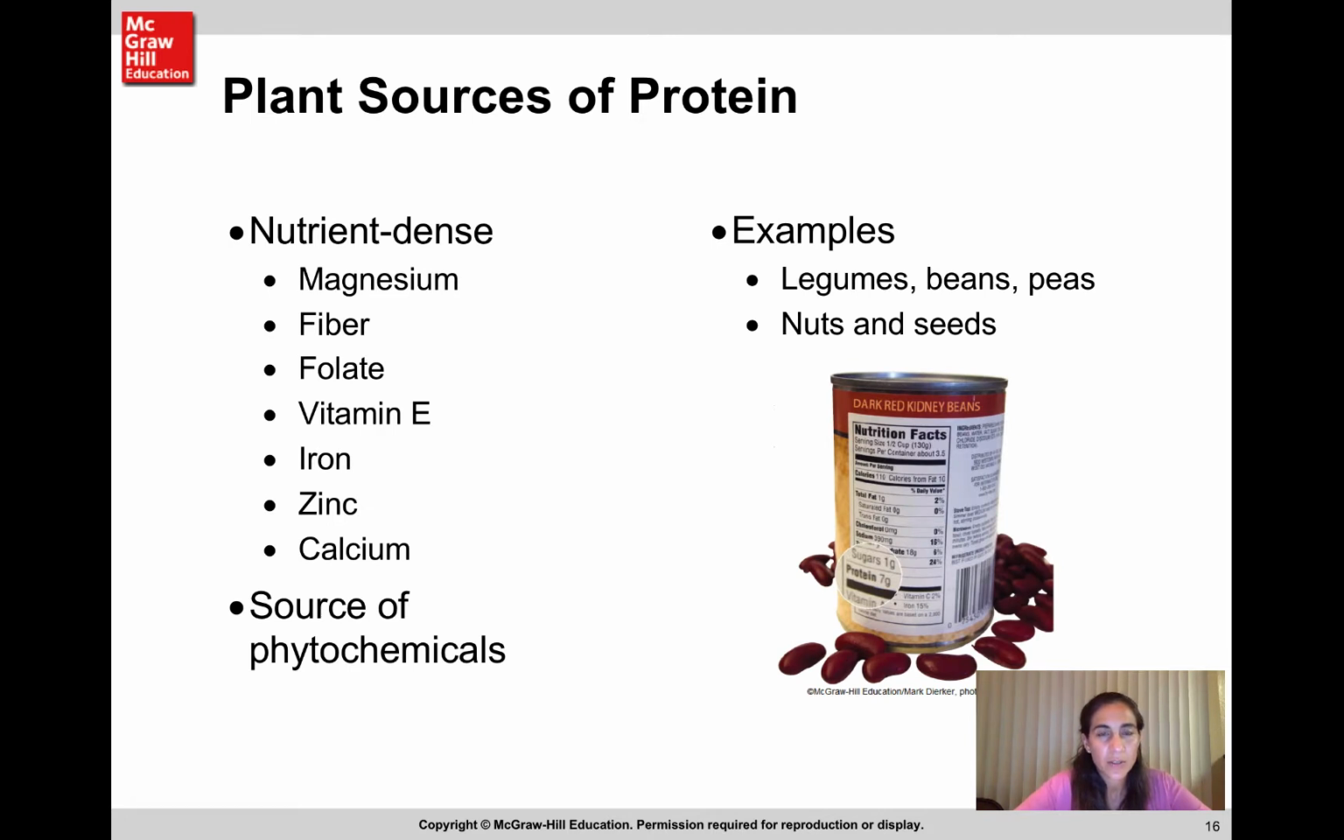Even though plant-based sources of protein are not considered complete, they don't contain all the essential amino acids, when paired together, you will get the essential amino acids throughout the day. So it is definitely recommended to consume plant-based sources of proteins because they are very nutrient dense, containing many essential vitamins and minerals. They also contain phytochemicals. Examples of foods with higher amounts of protein, you can see here, per serving for a half cup of beans would contain 7 grams of protein. So beans would be a higher protein plant-based protein source.